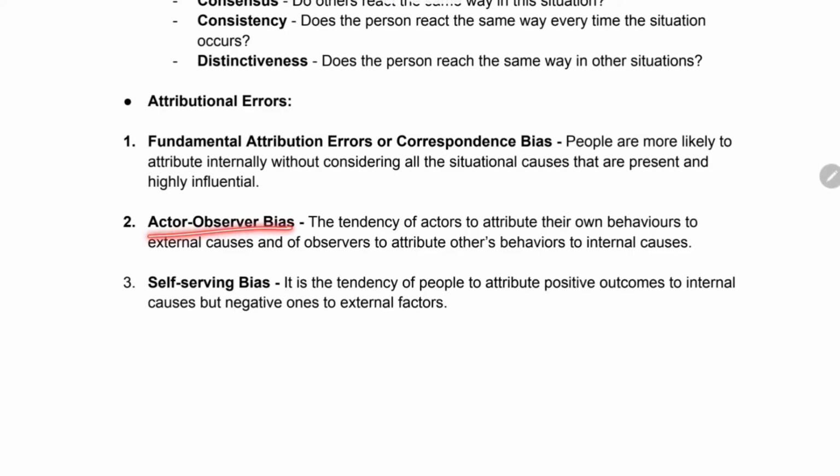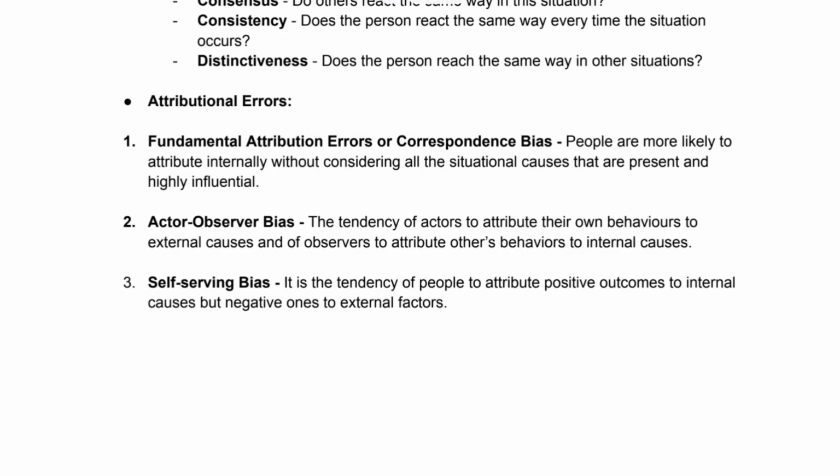Next is the actor-observer bias. This is the tendency of actors to attribute their behaviors to external causes and of observers to attribute others' behavior to internal causes. Let's take an example. If we see someone tripping on a sidewalk, we will think that that person is very clumsy. But if we had slipped on the sidewalk, we would likely think that the sidewalk was uneven or slippery. This is the actor-observer bias.